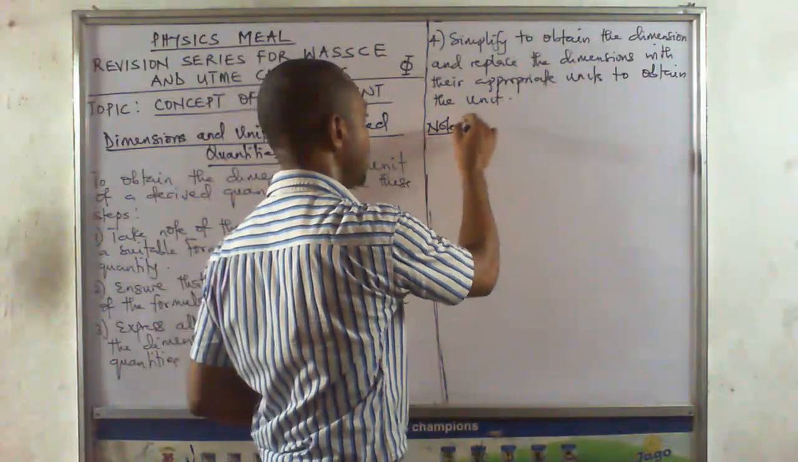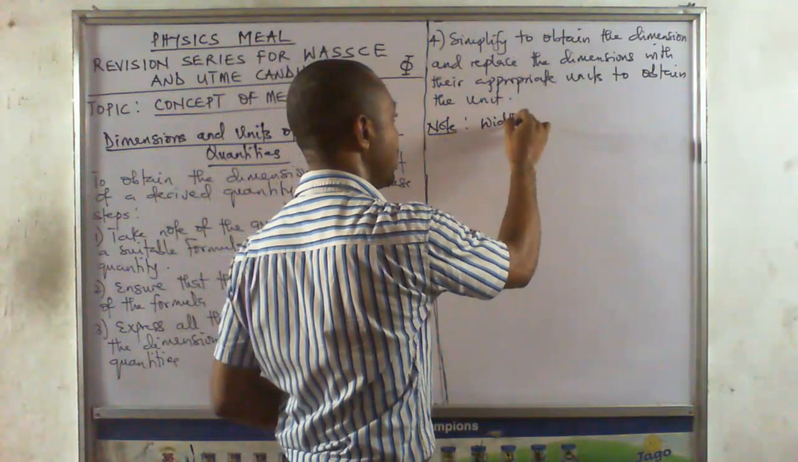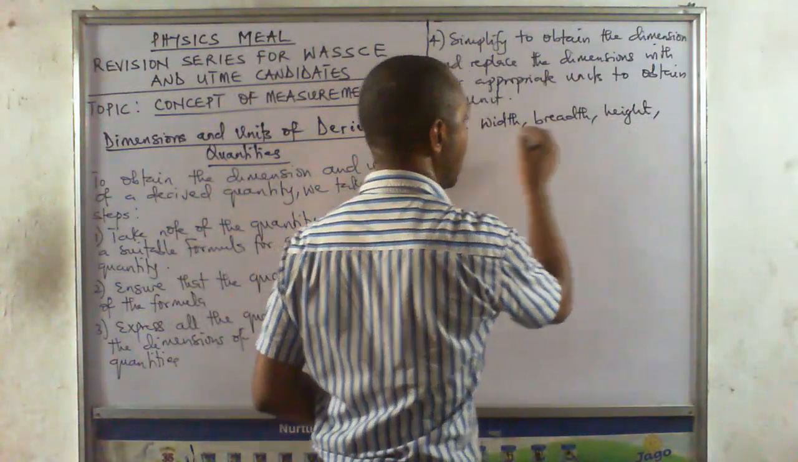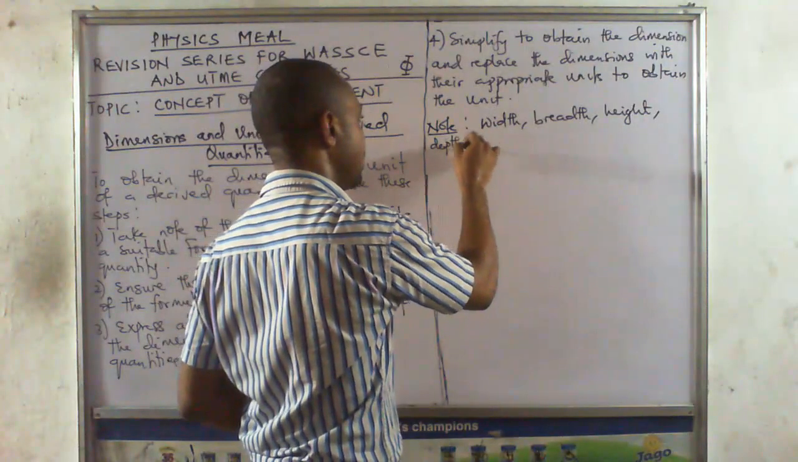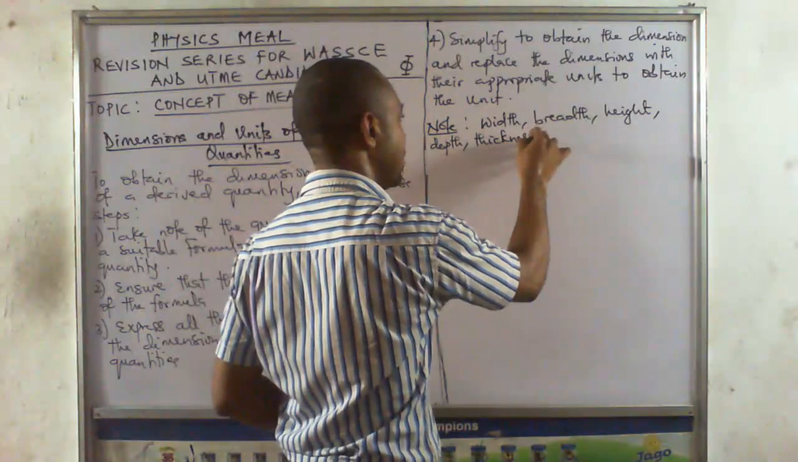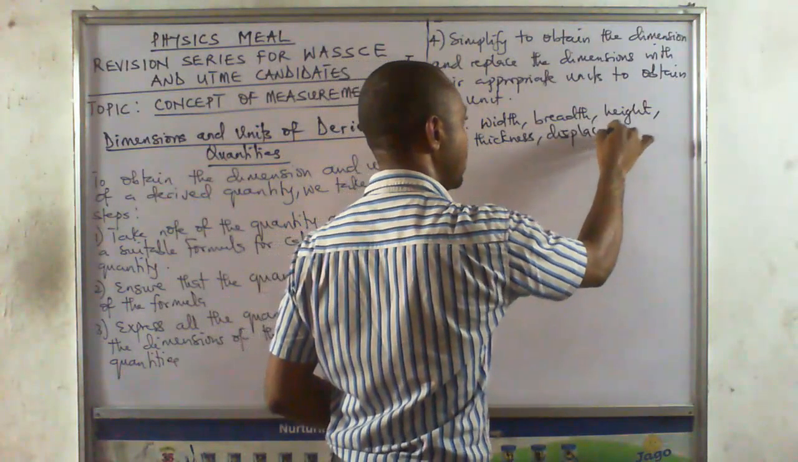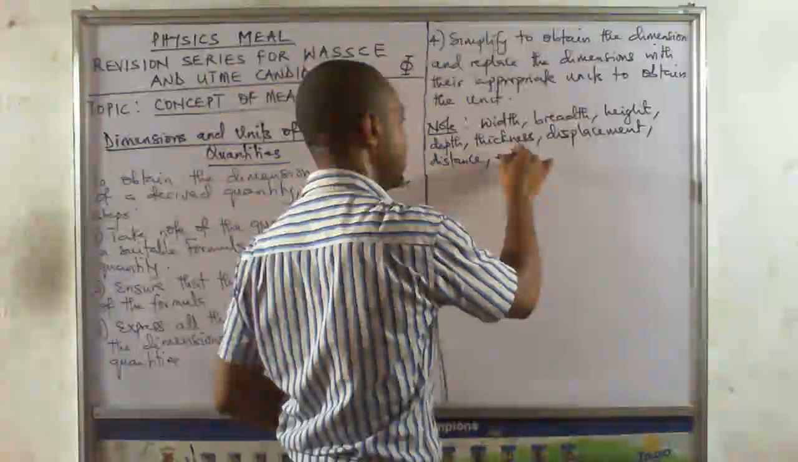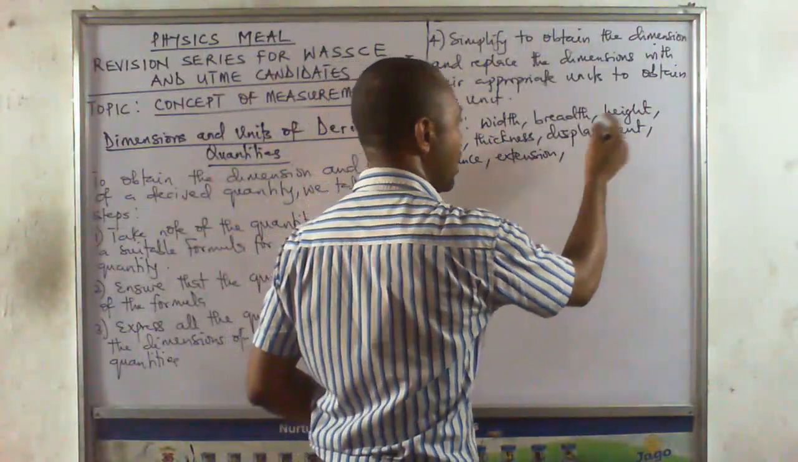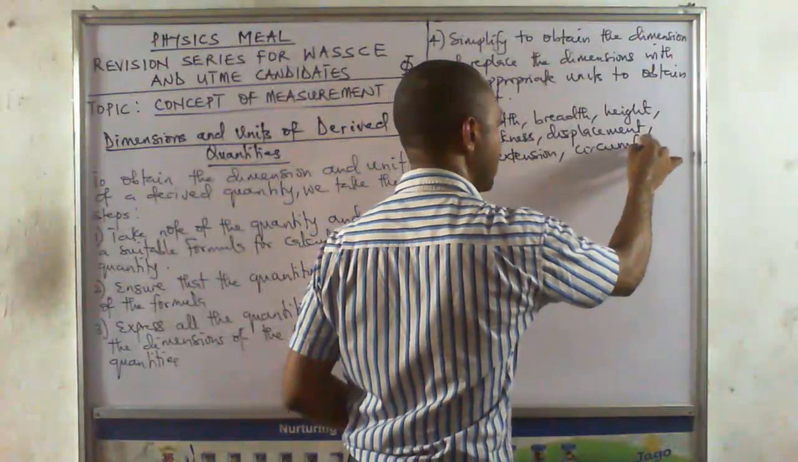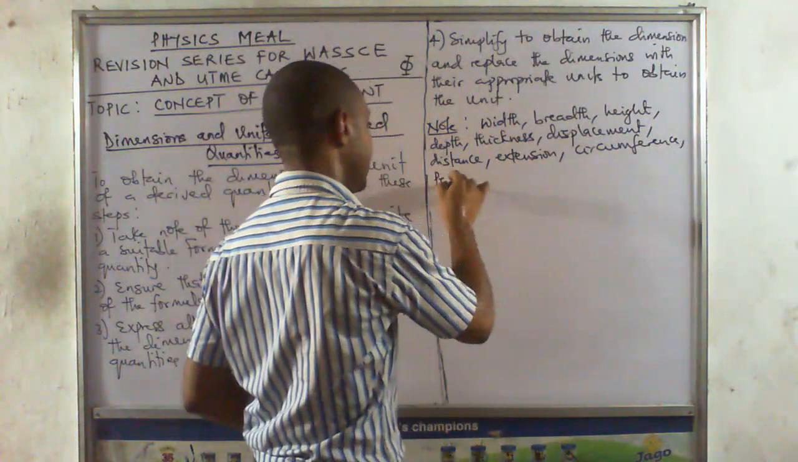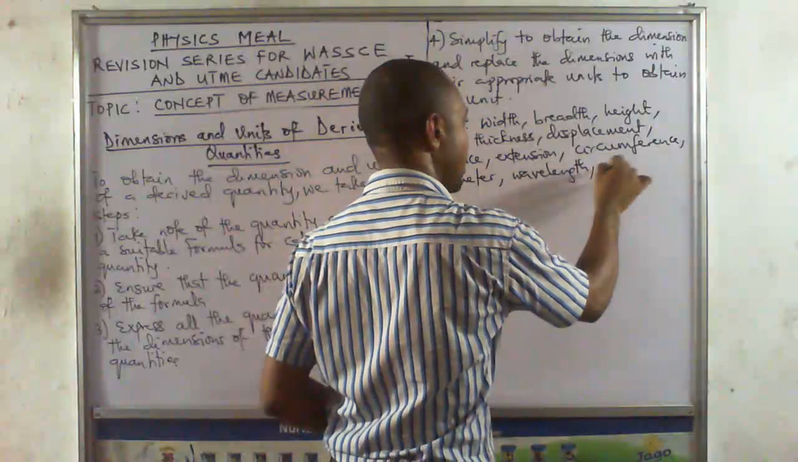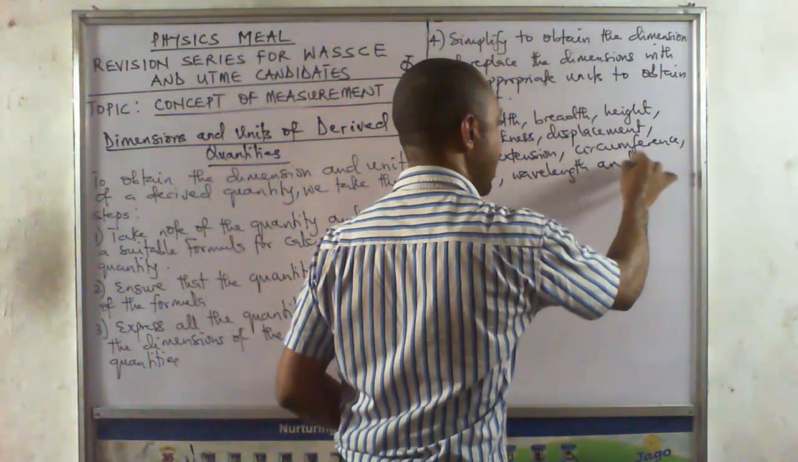Note: width, breadth, height, depth, thickness, displacement, distance, extension, circumference, perimeter, wavelength. Okay, let me just add, and amplitude.